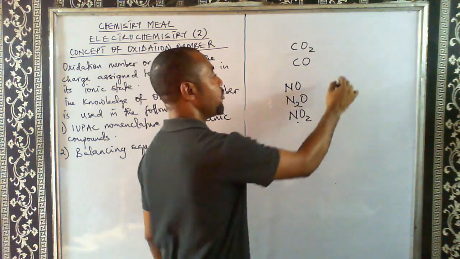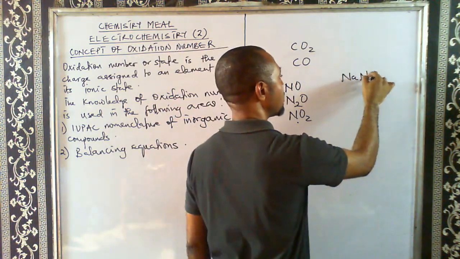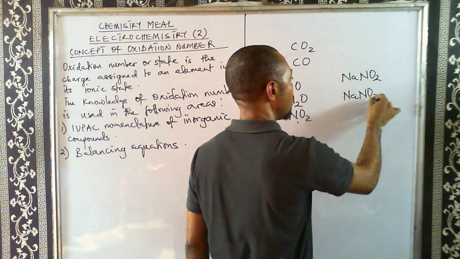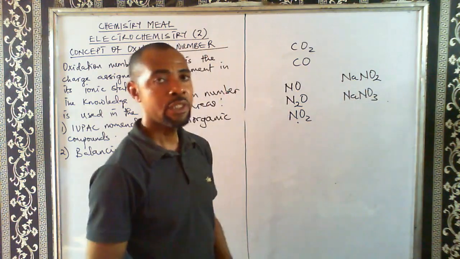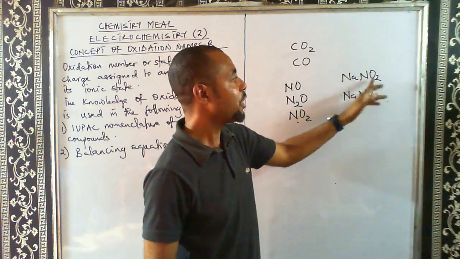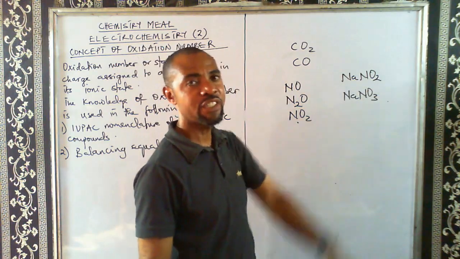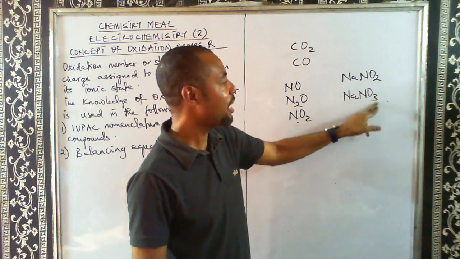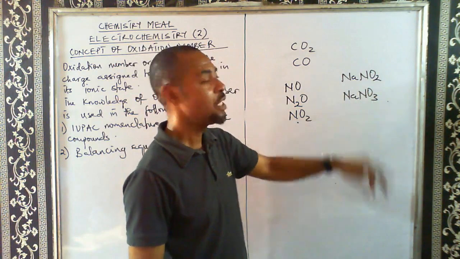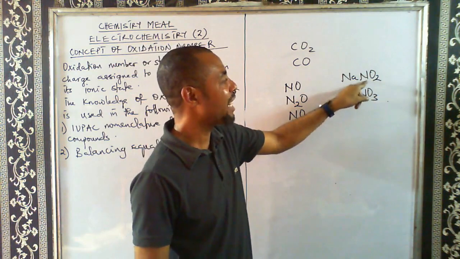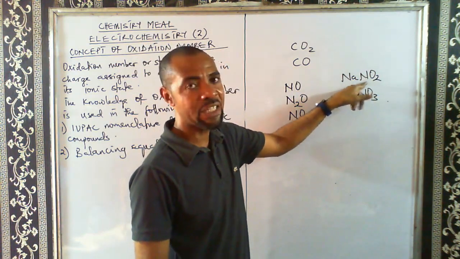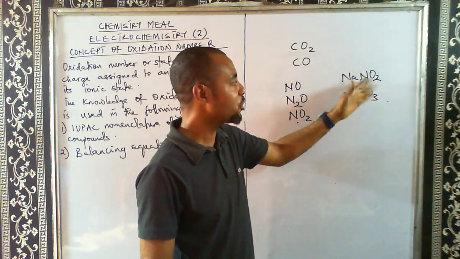The same way, if you go to this compound now that contains nitrogen, this one, you see this? Sodium dioxo nitrate what? If you don't know the oxidation state, you cannot name this. Sodium trioxo nitrate what? So this is sodium dioxo nitrate 3. The oxidation state of nitrogen here is 3. That's why it is sodium dioxo nitrate 3.